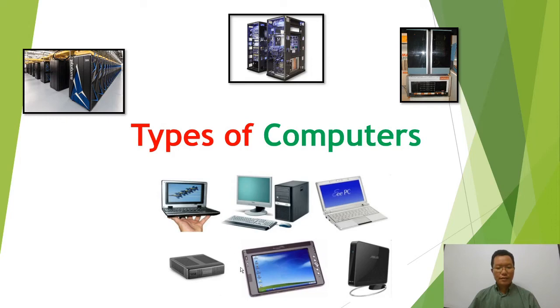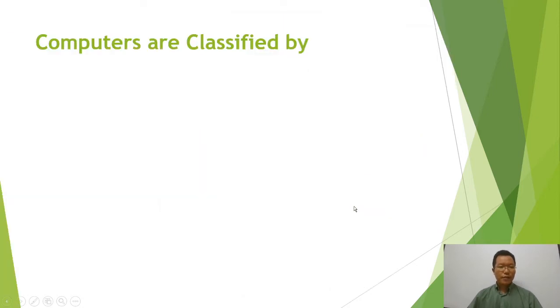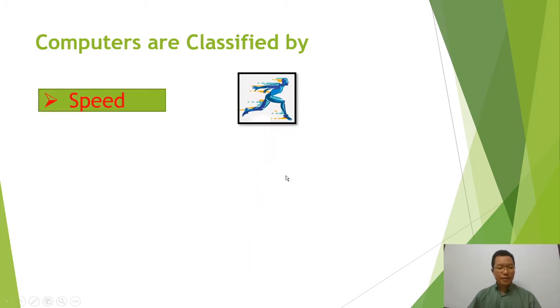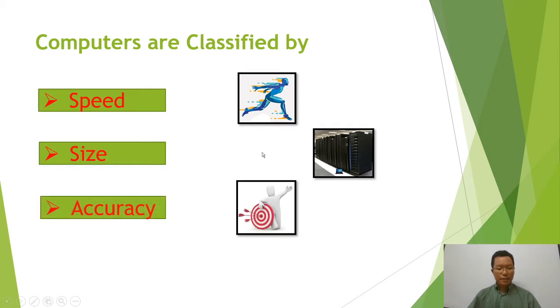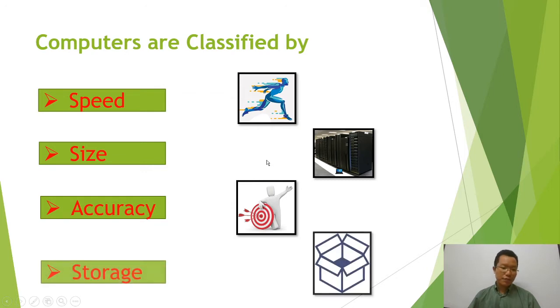Hello students, in this video I'm going to teach you about the types of computers. Types of computers are classified by their speed, how fast they are, size, big size and small size, accuracy. Accuracy means the quality of being correct or the result of a measurement like calculation. Storage, how much capacity they can store.